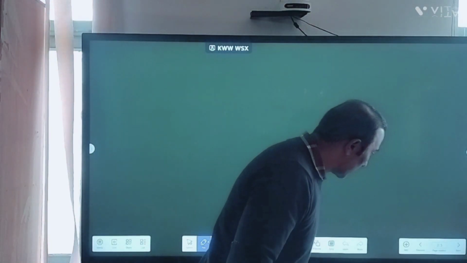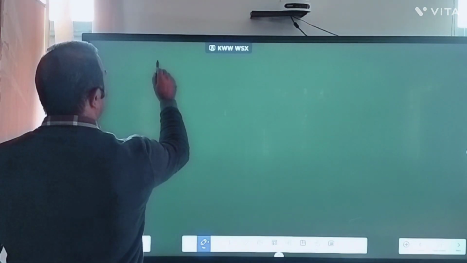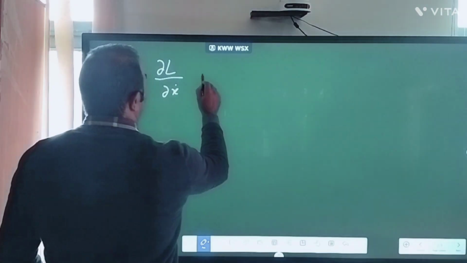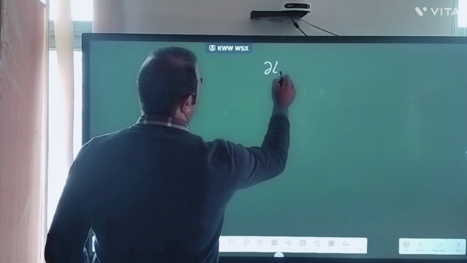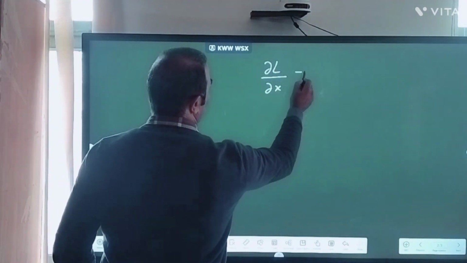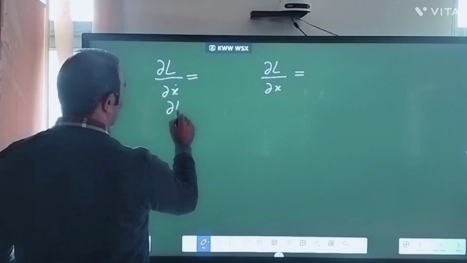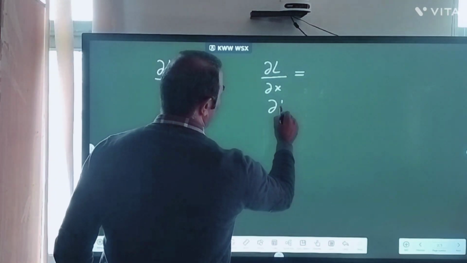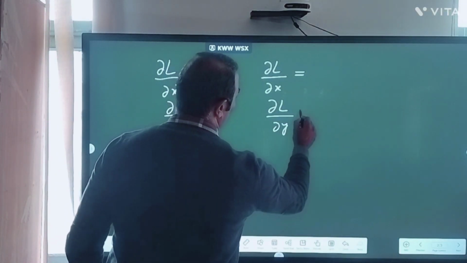तो उसके लिए मुझे क्या करना है? So first, I calculate partial L by partial x dot and partial L by partial x. So partial L by partial x dot क्या होगा? And similarly, what's our partial L by partial y dot and partial L by partial y? तो ये दोनों मुझे कैलकुलेट करने हैं.